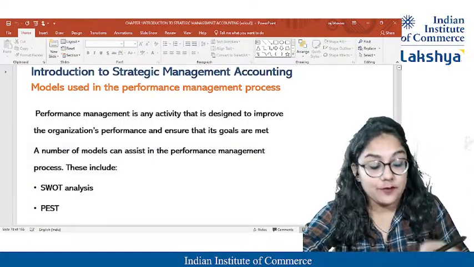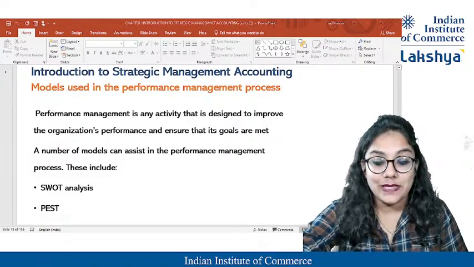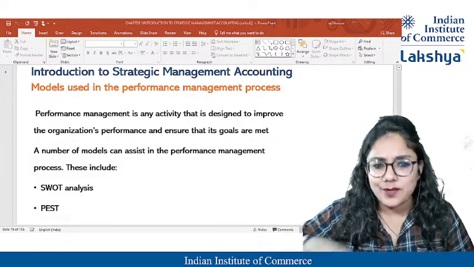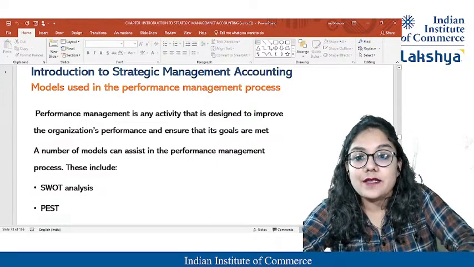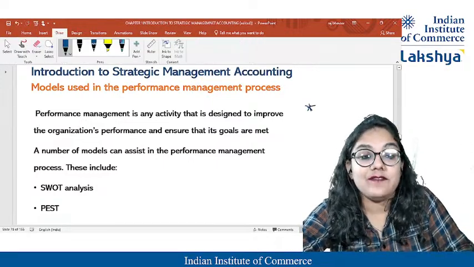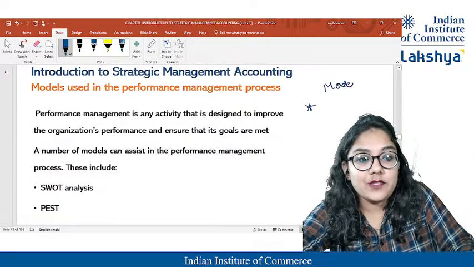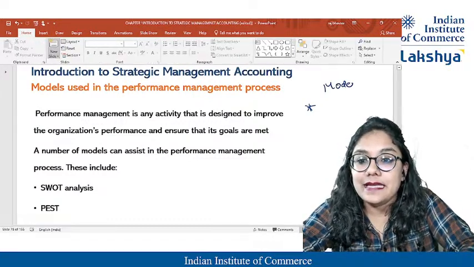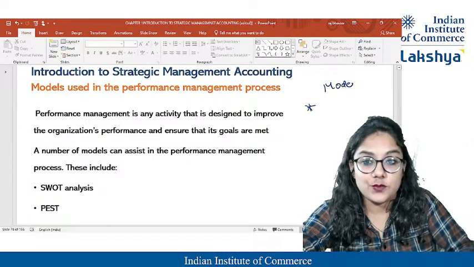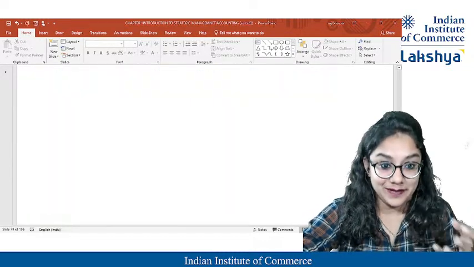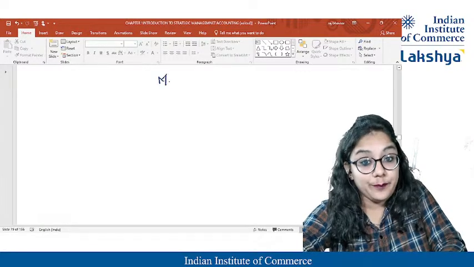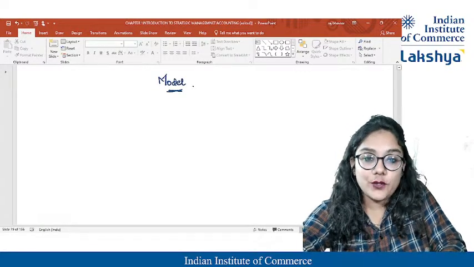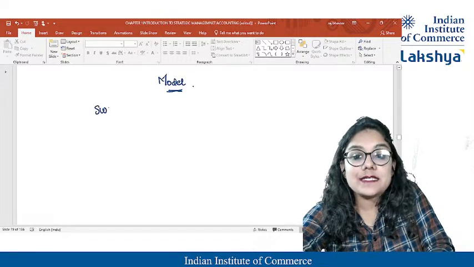From the examination perspective, we can take up this topic as a bit important. What are the different types of models that we are going to understand? I know most of the students know these models very well, but this becomes equally important. The first is SWOT analysis.